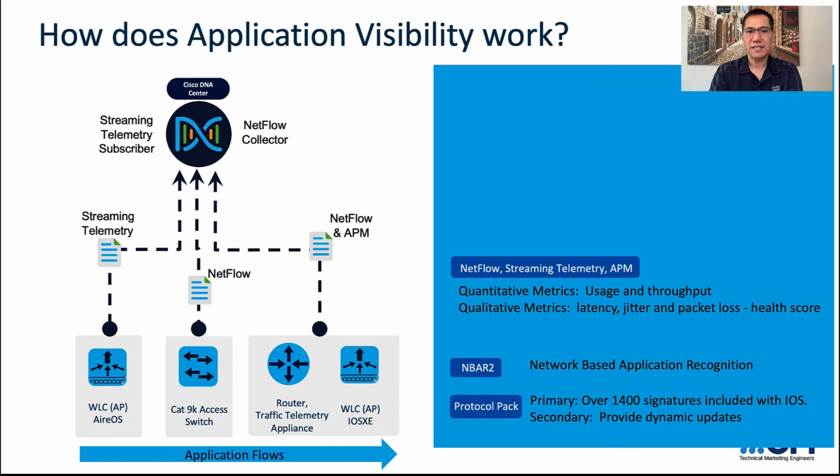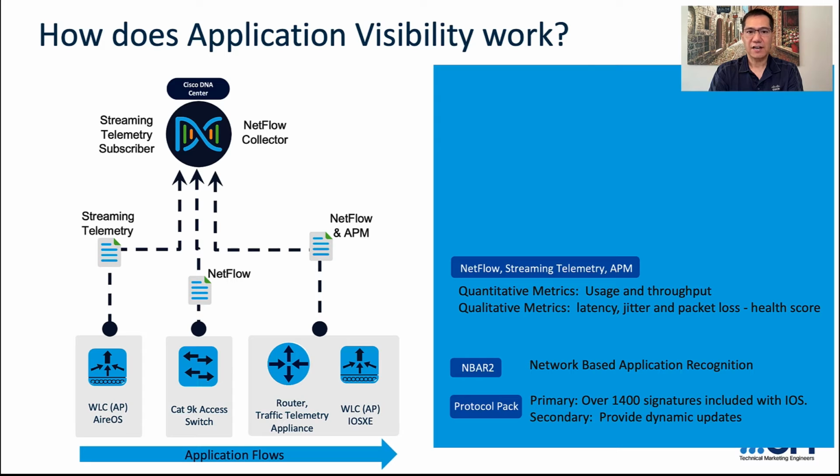The third way is with streaming telemetry. Streaming telemetry is a mechanism to efficiently stream data of interest to a remote management and monitoring station. It is based on a pub-sub model. The method used to send telemetry depends on the type of network device. Note that the older AireOS WLCs use streaming telemetry, while all other network devices use NetFlow or NetFlow with APM.